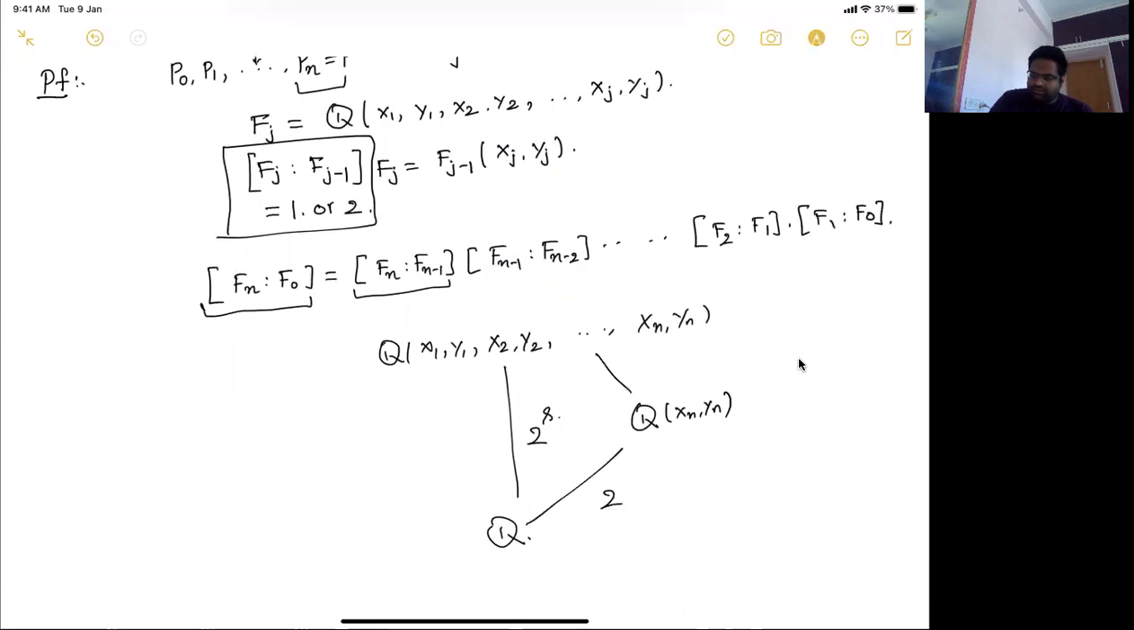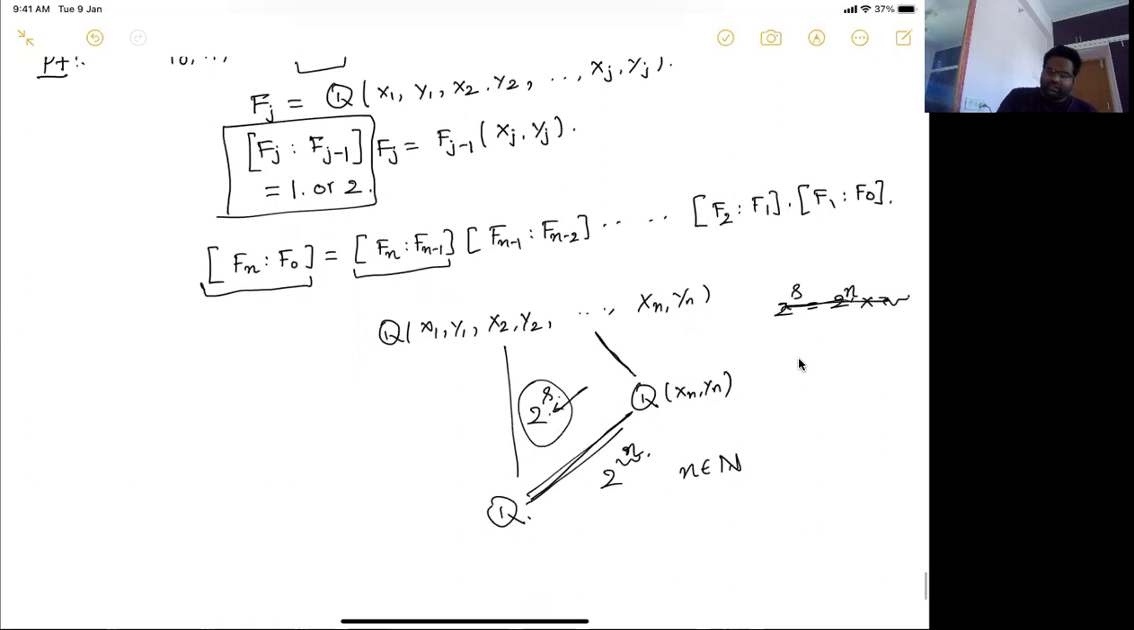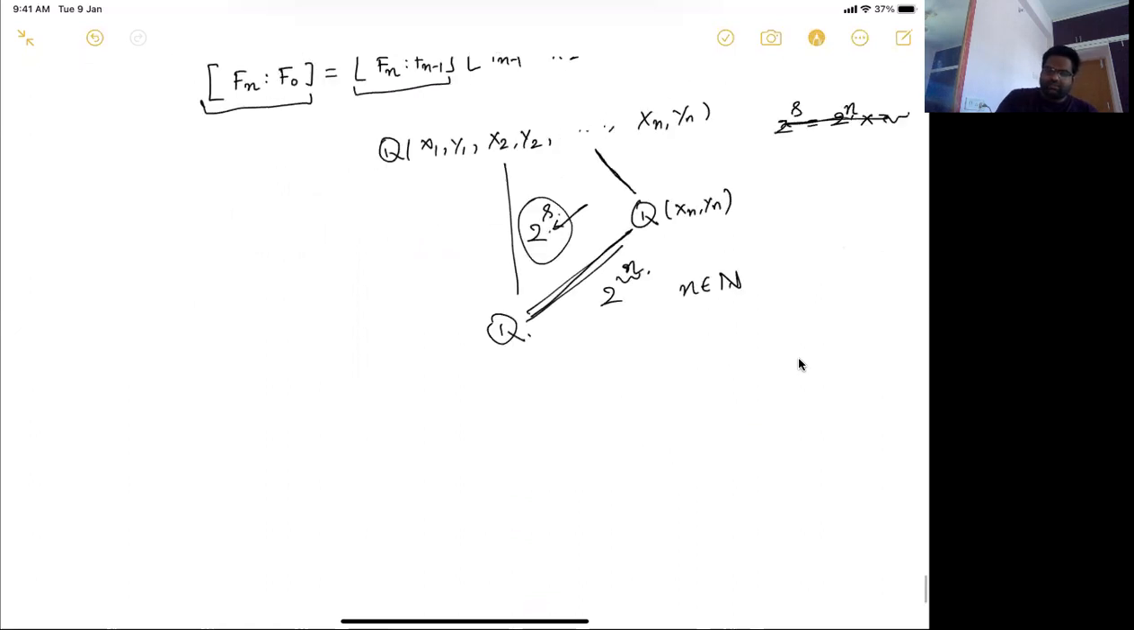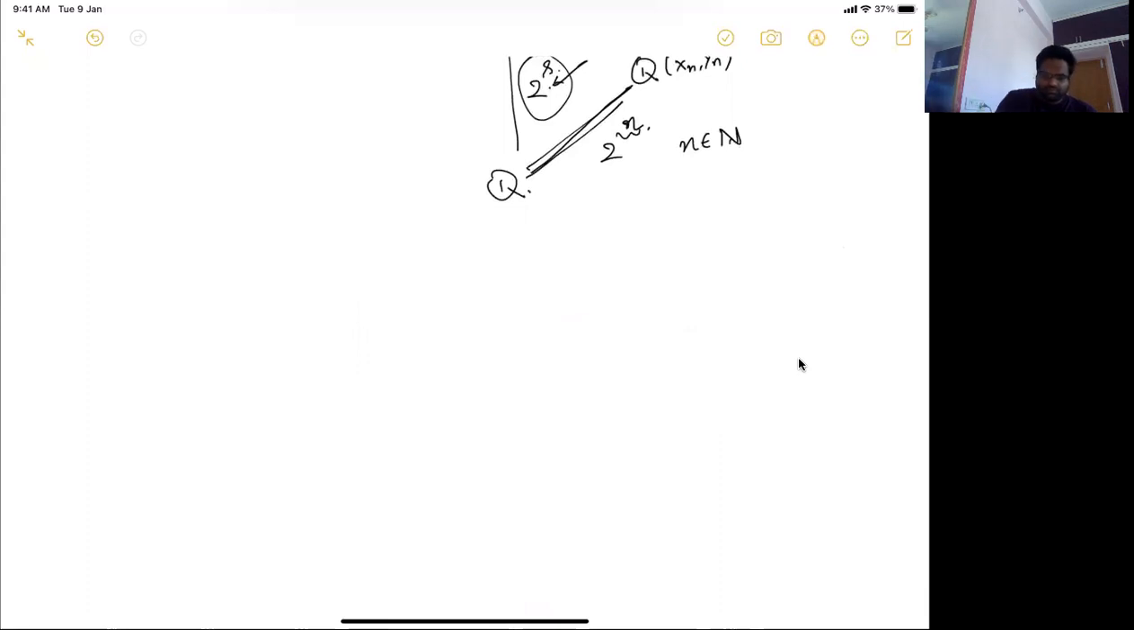So the degree must also be of the form 2 to the power of some other positive integer, because this is how the degree is. And since 2 to the power of s is equal to the product of this degree times the product of this, this must also be of the same form. So all we need to show is that F_{j+1} over F_j is either equal to 1 or 2.